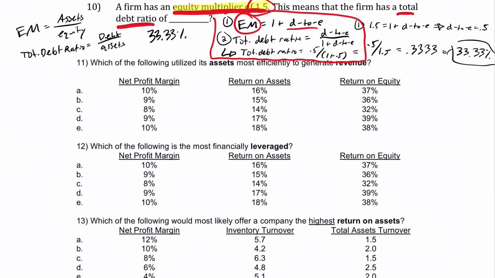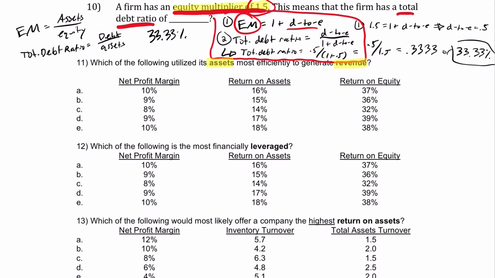Okay, so this next group of problems, they aren't quite as explicit in what they are asking for as some of the previous problems that we've completed. So it is going to be important to really read the question details carefully and try to understand exactly what ratio would measure what the question is asking. Okay, so in question 11, which of the following utilize its assets, and you can see it's bolded, utilize its assets most efficiently to generate revenue? So this is assets translating into revenue or sales. And look at what the items that are provided.